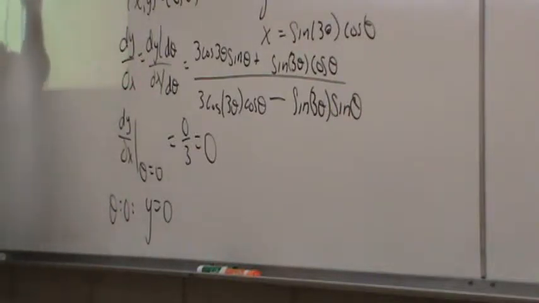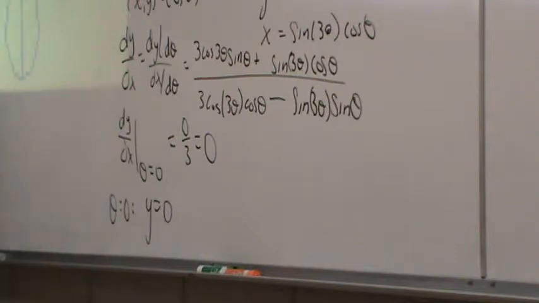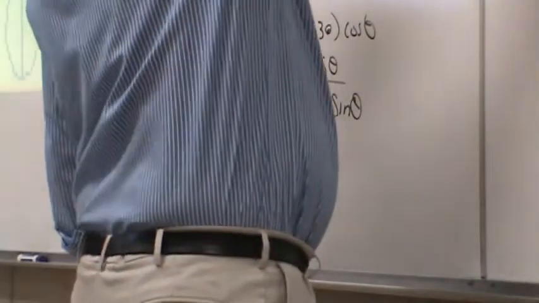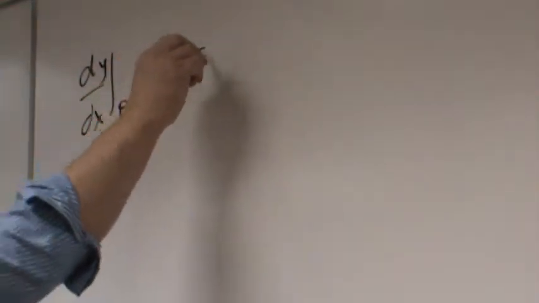That's when this guy starts from here and comes out like that, I got a tangent line right there of y equals 0. Hey, let's do the same thing for theta equals 60 degrees. dy/dx evaluated at theta equals 60 degrees.